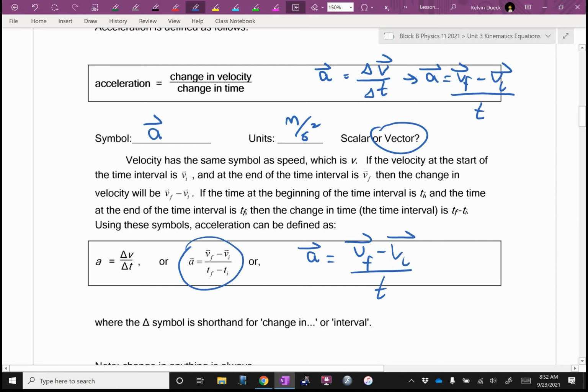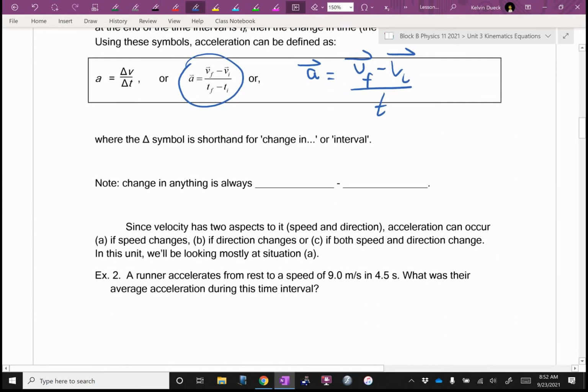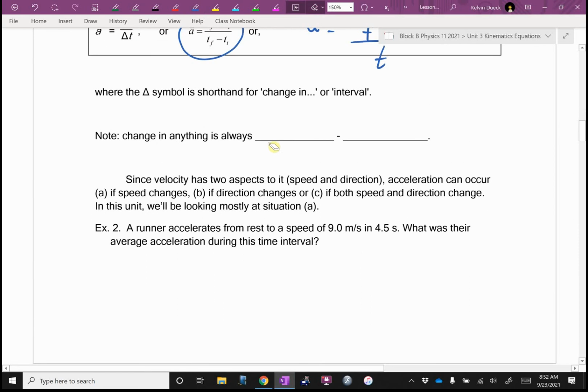Did I give you that on your green sheet? I did? Or no? Is there an a equals vf minus vi over t on your green sheet? I can't remember. I'm really looking for, because you got a bunch of equations. It's a yes or no question. Yes, I did, but I disguised it. Patience. Okay? Reed, what's change in anything? I'm going to abbreviate. You can write final minus initial if you want.